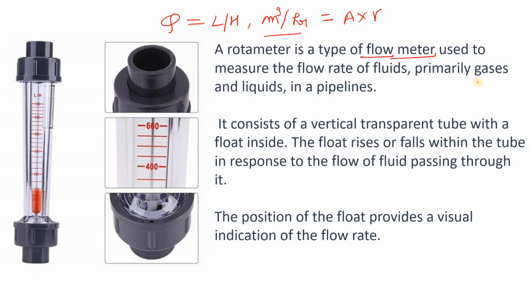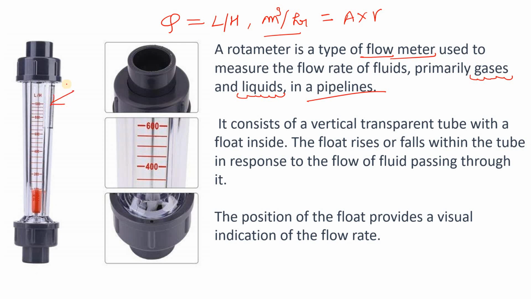Mainly it is used to measure the flow of gases, for example air, or liquids, like water, DM water, or process water. Or it could be your process liquid in pipelines. Now if I talk about the construction of the rotameter, it is a very simple mechanical device. Sometimes it is also used with a transmitter, so that you can simply see the flow reading in the DCS.